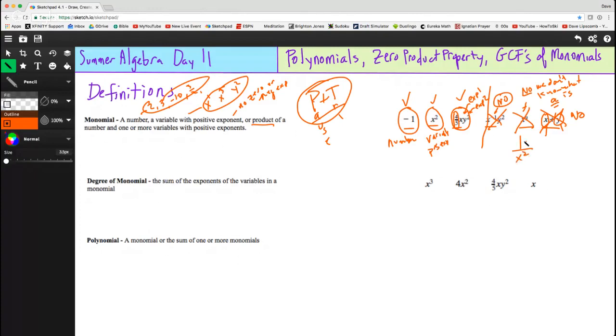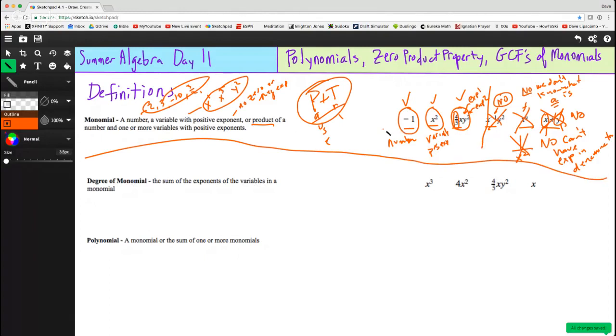How about this one? 1 over x squared. This is no. Because you can't have an exponent in a fraction, in the denominator. Again, we're talking about monomials. This is kind of a new thing. In the last section, we talked about 1 over x squared being okay, but now that we talk about monomials and polynomials, you can only have your squareds in your variables in the numerator.